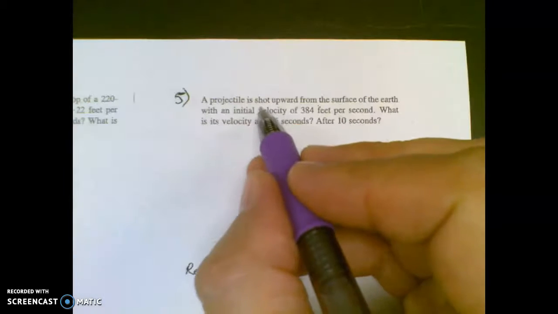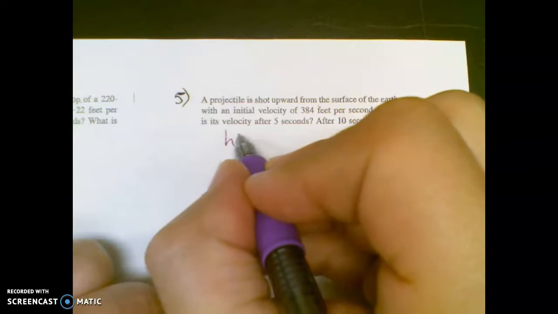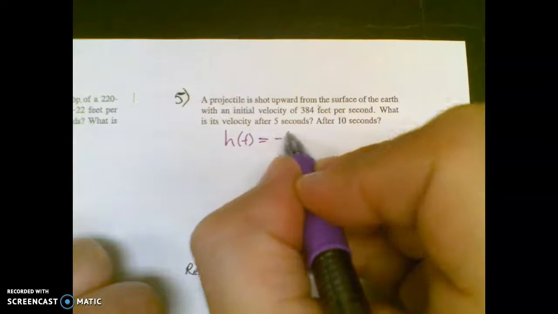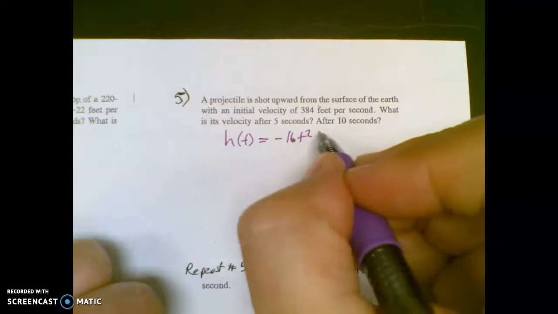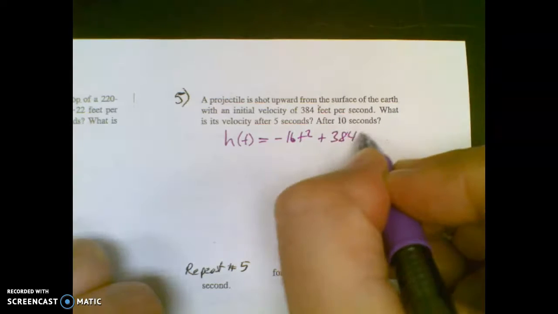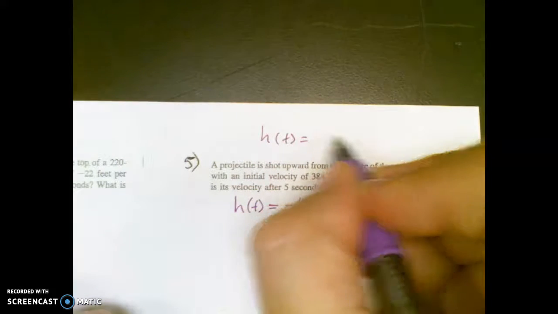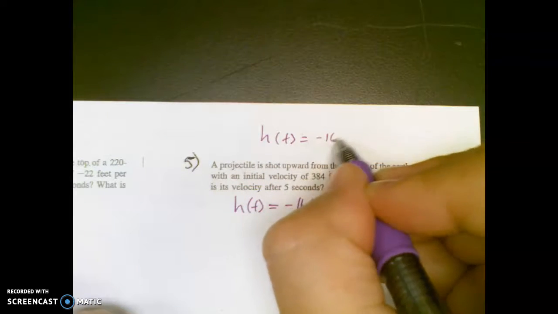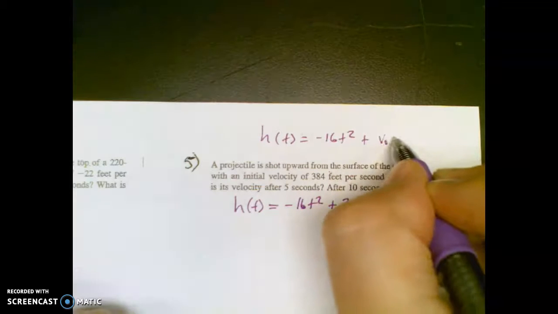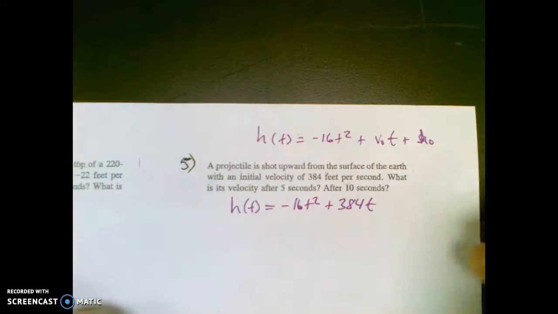Let's do number 5, and you can kind of see what goes on with it. A projectile shot upward with an initial velocity of 384 feet per second. So you always have the negative 16 t squared. That's because of gravity. If you shoot something upward, you would give a positive 384 t. Because you're basically using this equation, h of t equals, this is your gravity, and your initial velocity times t, and your initial height. So it's h sub 0.